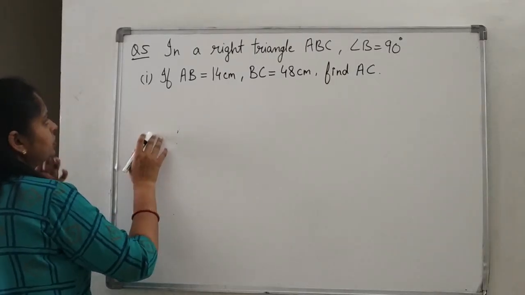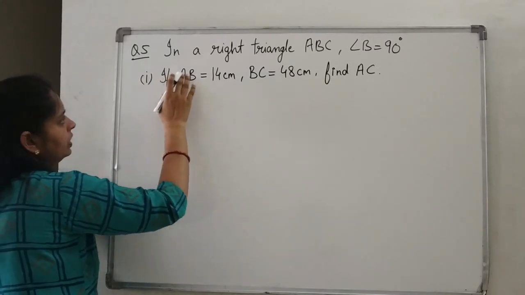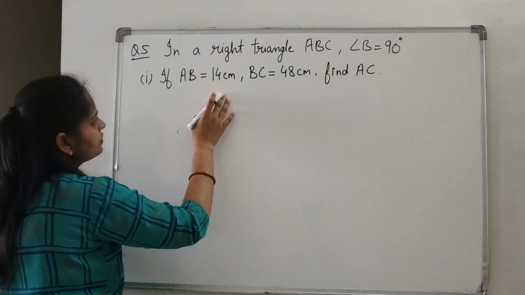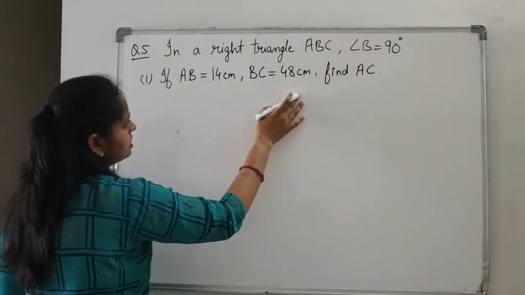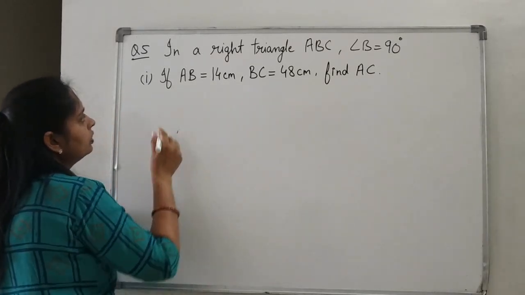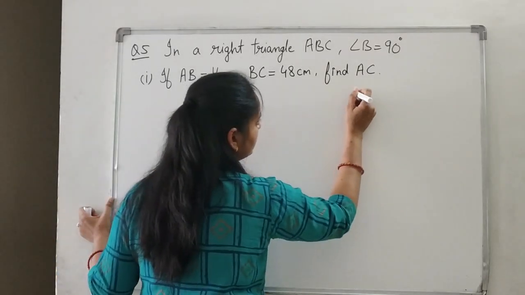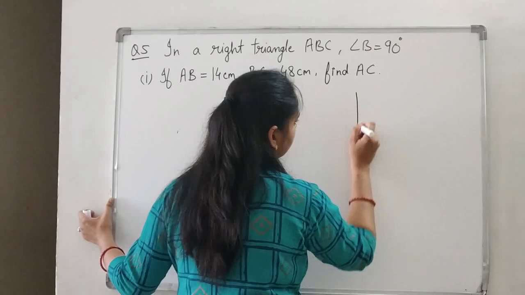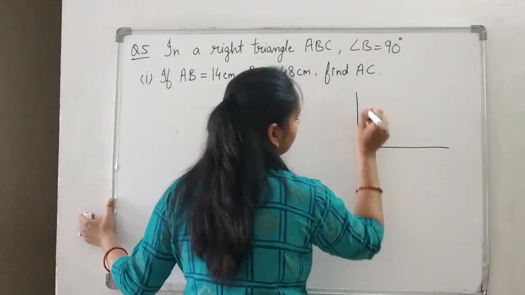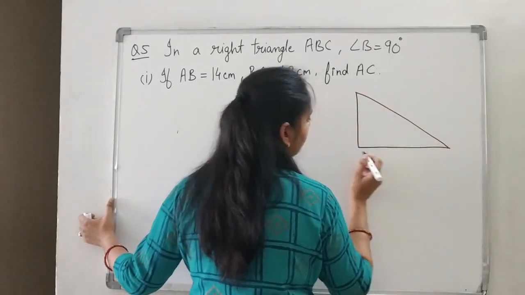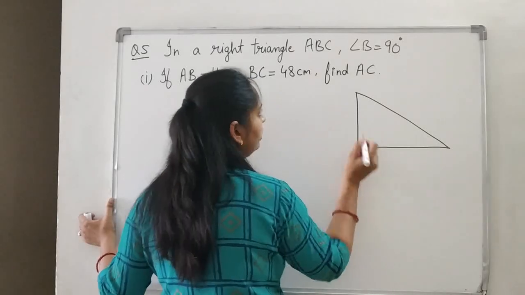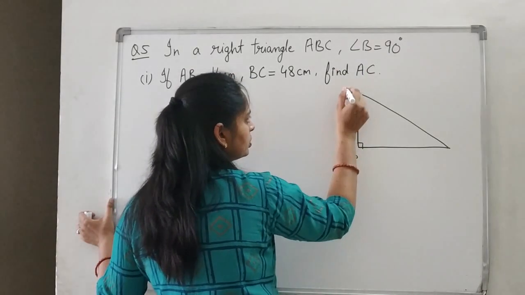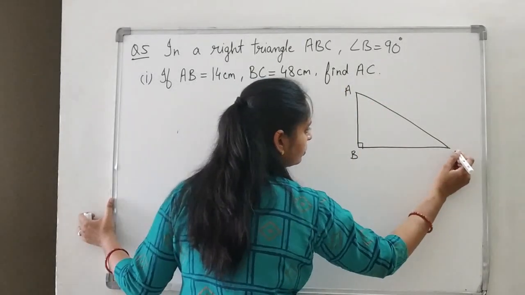Yes, now see the next question. Question number 5. In a right triangle ABC, angle B is 90 degrees. If AB is 14 cm and BC is 48 cm, find AC. So the question is asking for the right angle triangle. First we will make the right angle triangle. Right angle is at B. So B is this point, 90 degrees as shown here. So this will go for A and this will go for C.